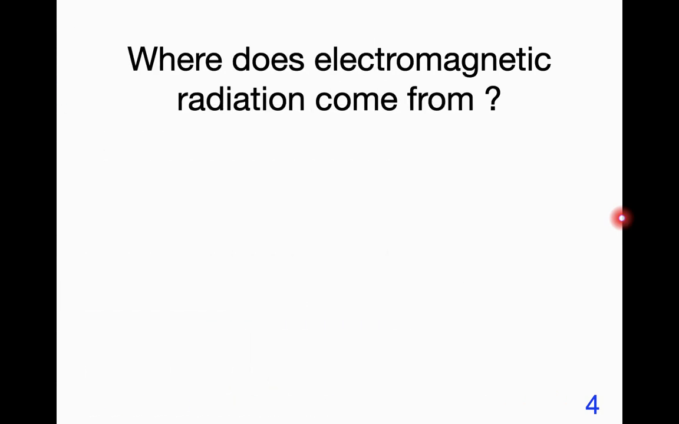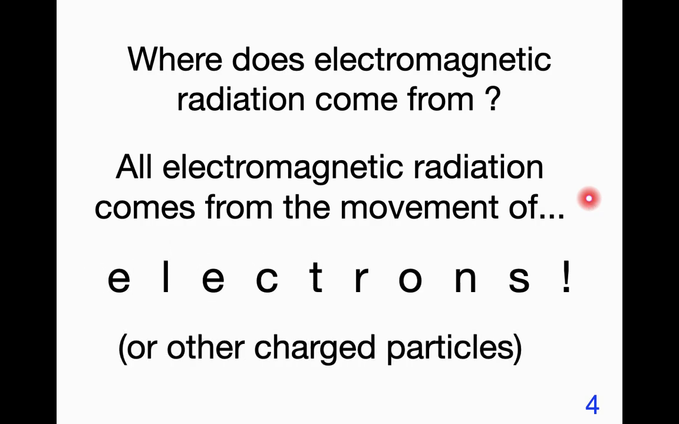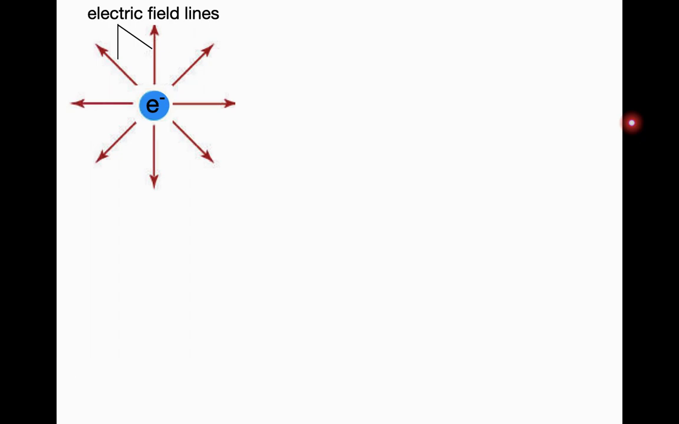Now, where does electromagnetic radiation come from? All electromagnetic radiation comes from the movement of electrons. Really anything that has a charge, but mostly it'll be electrons that are responsible for electromagnetic radiation. Now let's look at this in a little bit more detail.